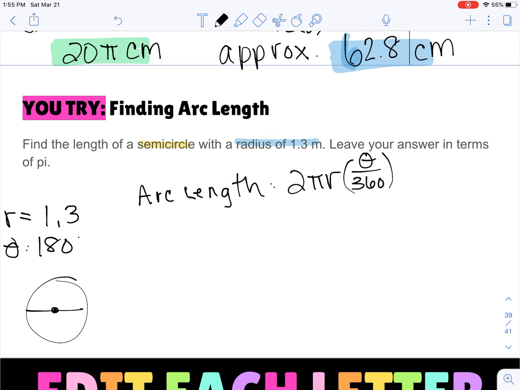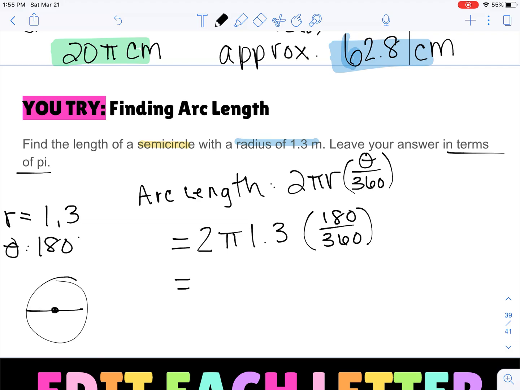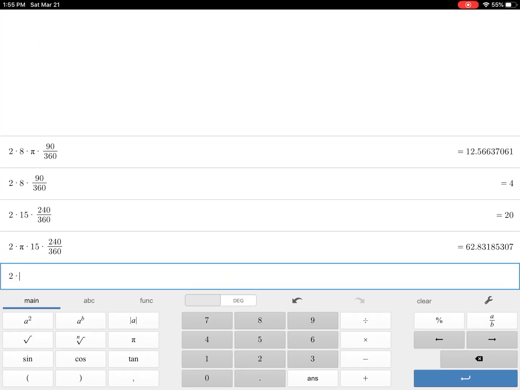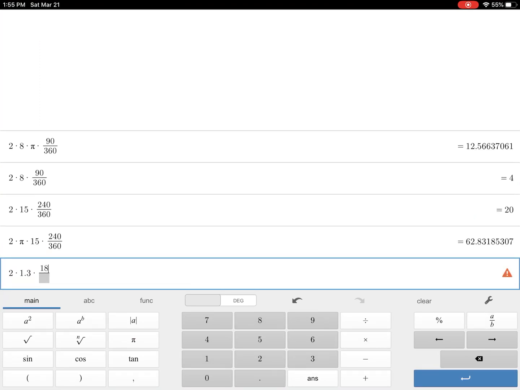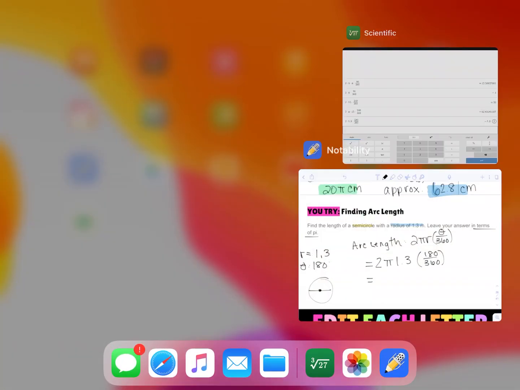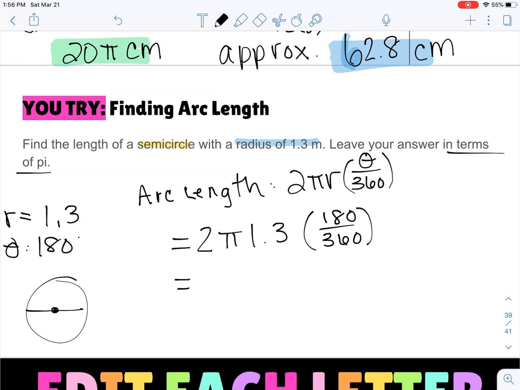Now I substitute. So we have 2 pi times the radius 1.3 times 180 over 360. We're leaving it in terms of pi, so we're putting everything into our calculator except the pi button. So you do 2 times 1.3 times 180 over 360. Enter. You get 1.3. Makes sense, right? 2 times this was reduced to 1/2. 2 times 1/2 is just 1. 1 times 1.3 is 1.3.